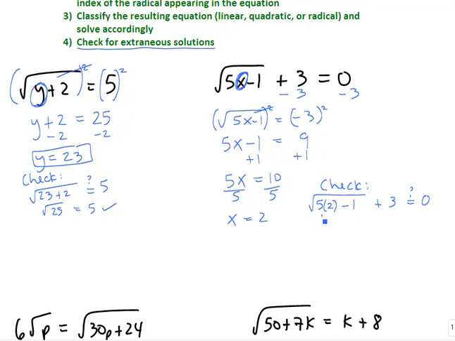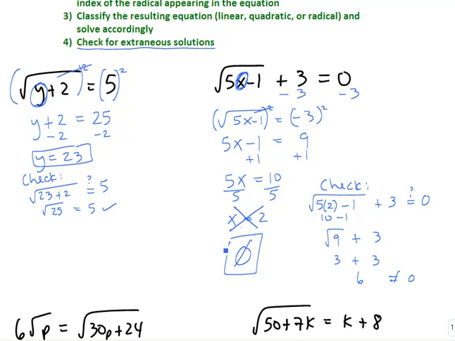5 times 2 is 10. 10 minus 1 is 9, so we get square root of 9 plus 3. Square root of 9 is 3, and 3 plus 3 is 6, not 0. So this doesn't check out, which means that 2 is not a solution. Since it was our only possible solution and it doesn't work, we're going to write no solution for our final answer.